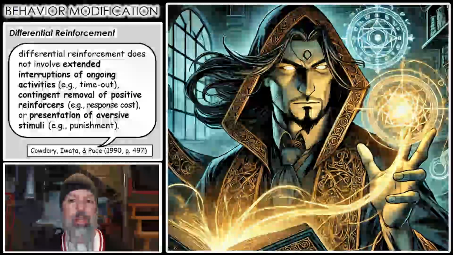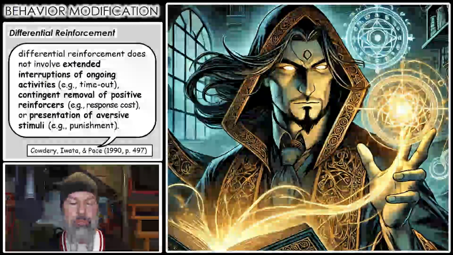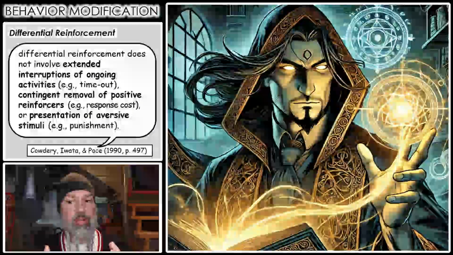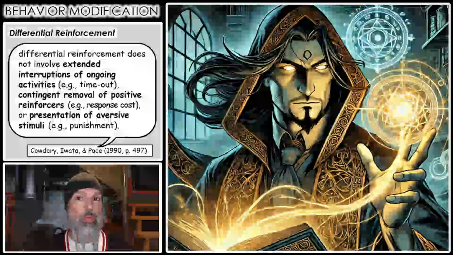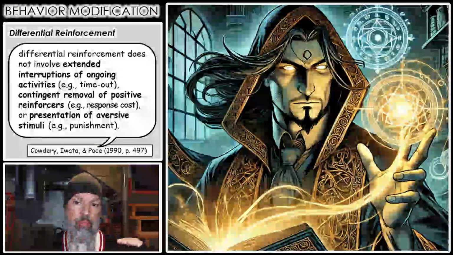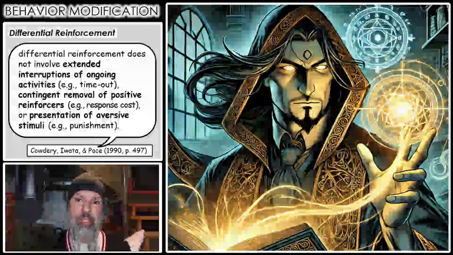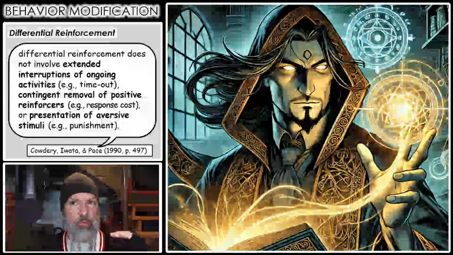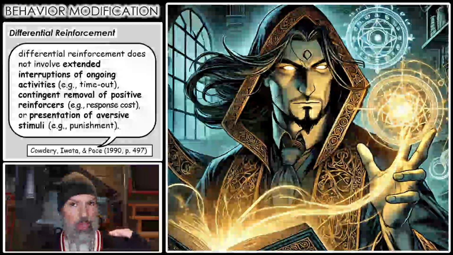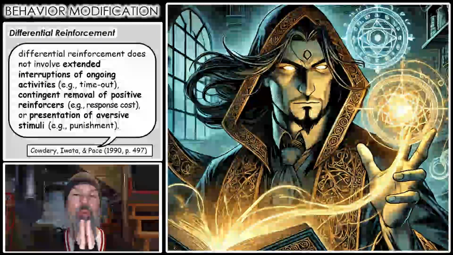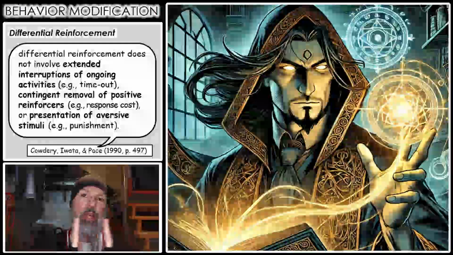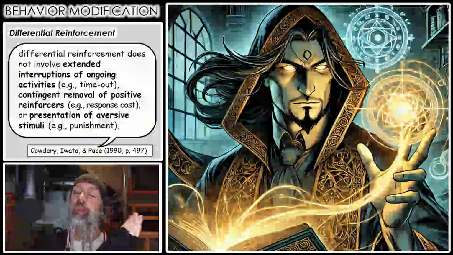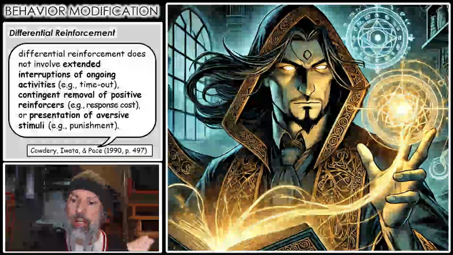So this once again operates as a concurrent schedule. The other behavior is reinforced again on this dense schedule of high quality reinforcement, and the problem behavior is placed on an extinction schedule. So we remove the reinforcement for the problem behavior, put it on extinction, and we reward any other behavior. And that reward is delivered after a certain period of time where the problem behavior does not occur.